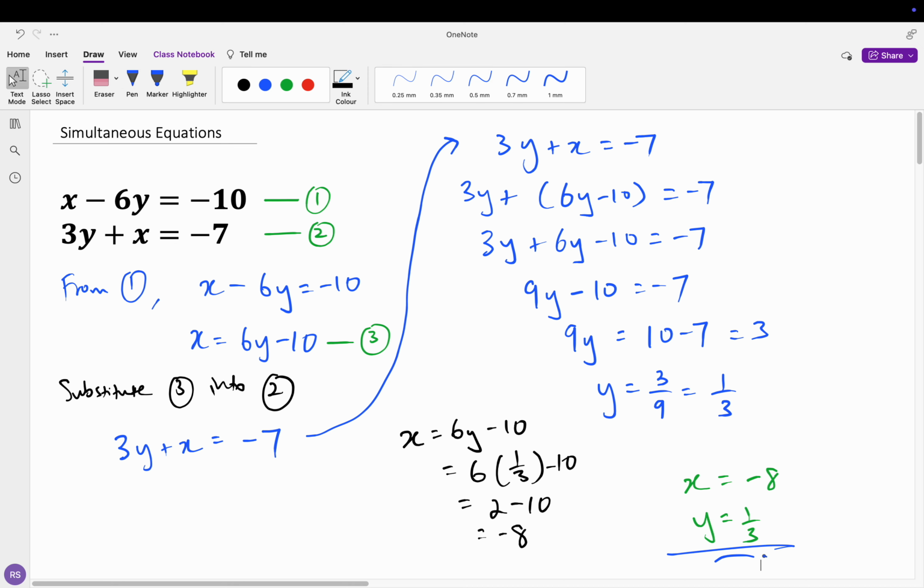All right, so I hope that it is clear how we can now use the substitution method as a way to solve simultaneous equations.